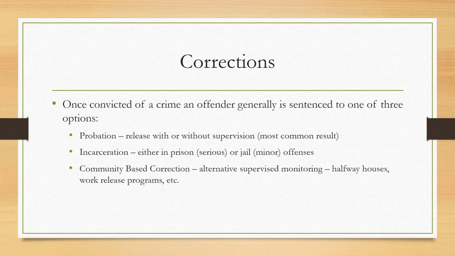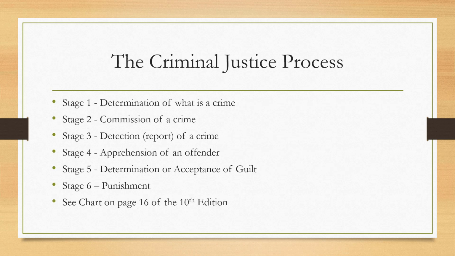Corrections, once convicted of a crime, you usually have three options. Probation, which is the most common, will release you with or without supervision. Incarceration, you go into prison, usually for a felony, or jail, usually for a misdemeanor. Community-based correction, alternative supervised monitoring, housework, halfway houses, things like that. Now, I didn't include the really rare one, which is obviously we could kill you. We have capital punishment in the United States.